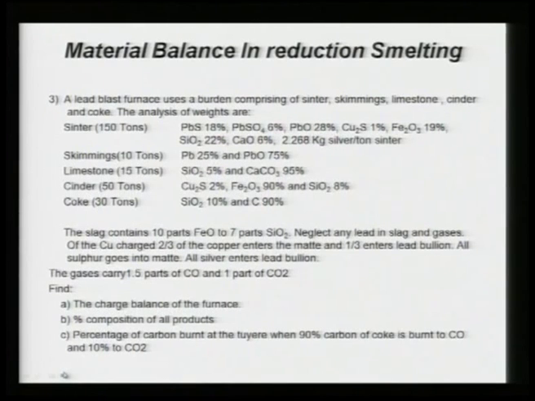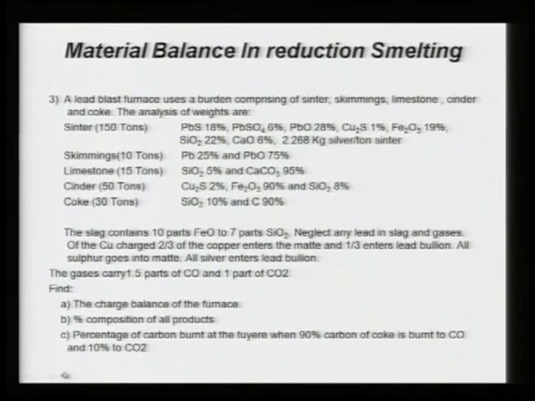So, remember in this problem, you should also understand that the product of smelting of lead ore is not pure lead, it is an impure lead which is called lead bullion. When you say lead bullion, it contains several impurities. Say copper is one impurity, silver is another impurity, antimony and so on, depending upon the elements which are present. So, these are all the impurities. So, it is said 1/3 of the copper enters into lead bullion, all sulfur goes into matte, and all silver enters into lead bullion.